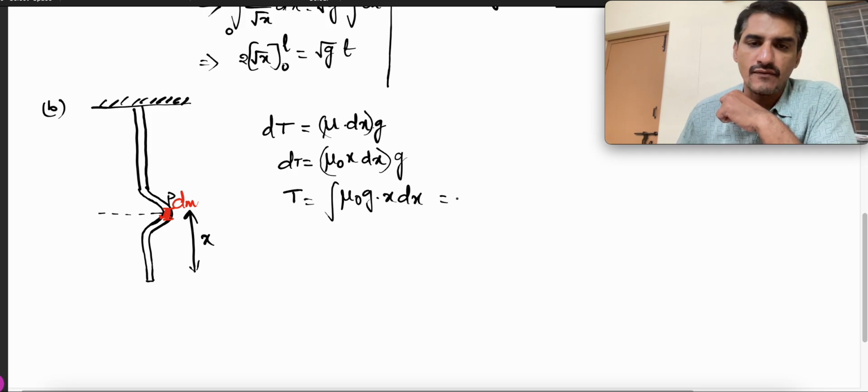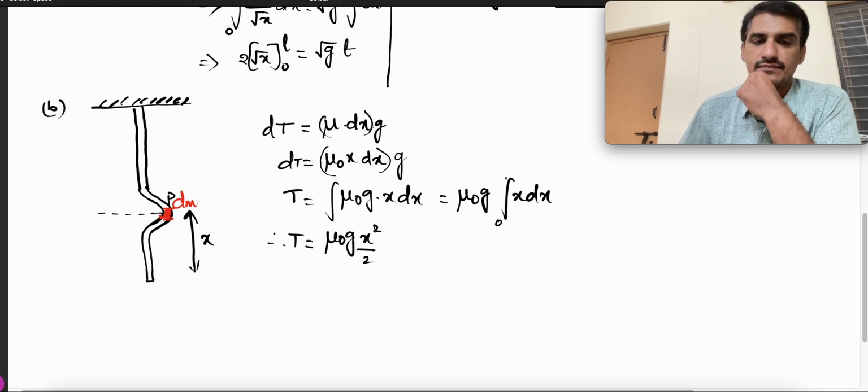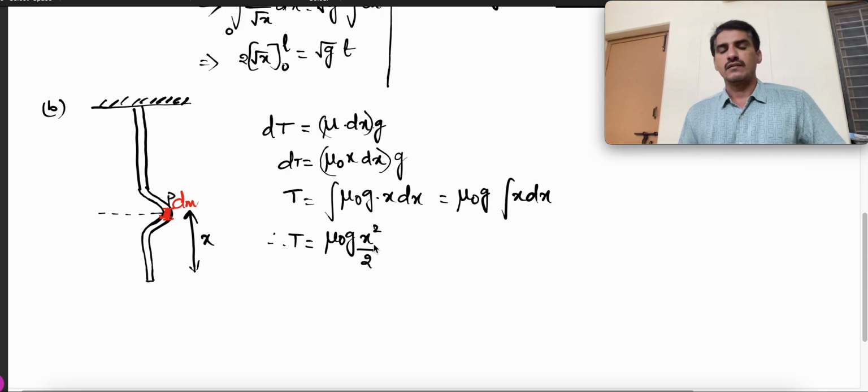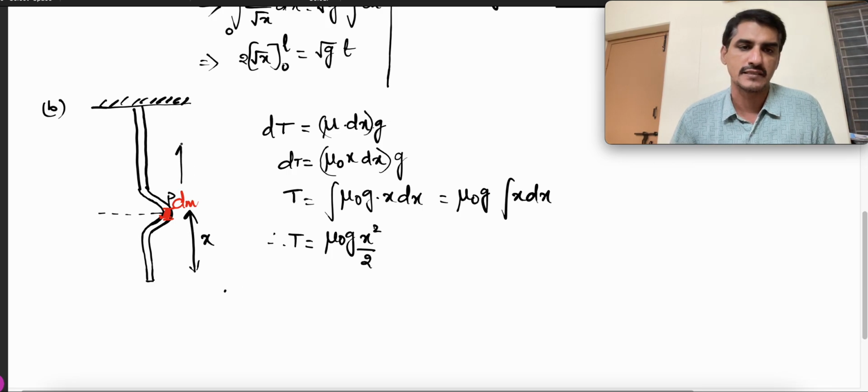Now let us take that mu naught g outside. So mu naught g into integration of x dx. What is its value? Therefore tensional force is equal to mu naught into g into x square by 2. Applying the limits, 0 to L. Okay, now or else you may take there only. I'm sorry, no need of taking those limits, because there we are calculating at a particular distance x from the lower end. So now we need to find the speed of this pulse.